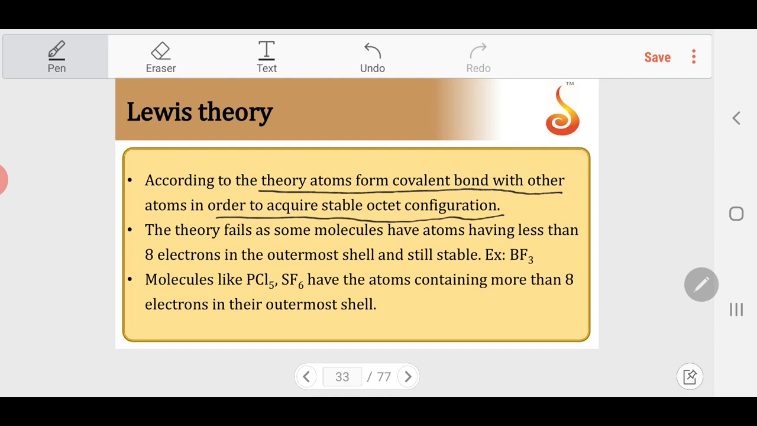But this theory fails to explain bonding in some molecules. Some molecules may have less than 8 electrons in the outermost shell but are still stable, and we have even superoctets, with more than 8 electrons in the outermost shell, but they are still stable. So BF3 is called a Lewis acid, which has only 6 electrons in the outermost shell of boron, still the molecule is quite stable. And PCl5 and SF6 are molecules where phosphorus has 10 electrons and sulfur has 12 electrons around the central atom in their outermost shell, but the molecules are still highly stable. So this concept could not be explained by Lewis theory.